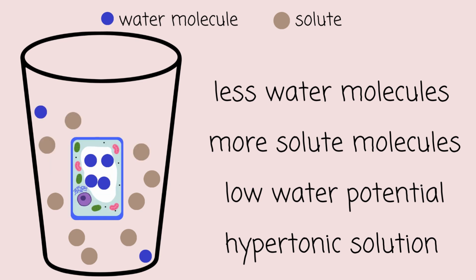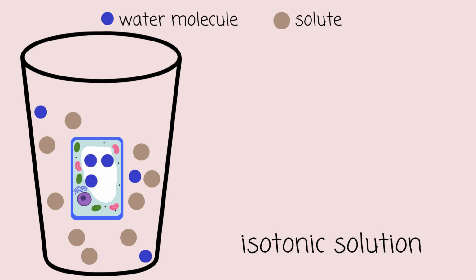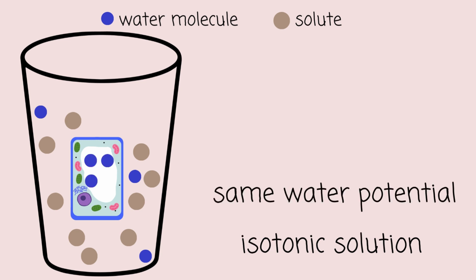When a cell is put in a hypertonic solution, the water will move out of the cell through exosmosis. If the cell loses too much water, the cytoplasm and vacuole shrink and become flaccid. A flaccid cell has its cell membrane tear away from the cell wall and the cell is said to be plasmolysed. Isotonic solutions refer to two solutions with the same water potential.